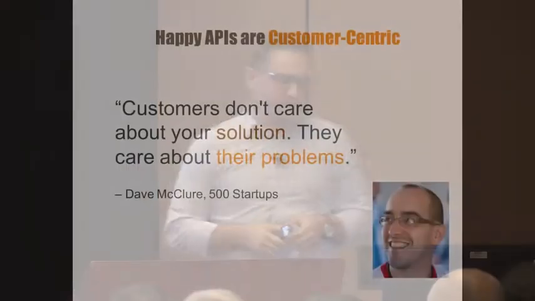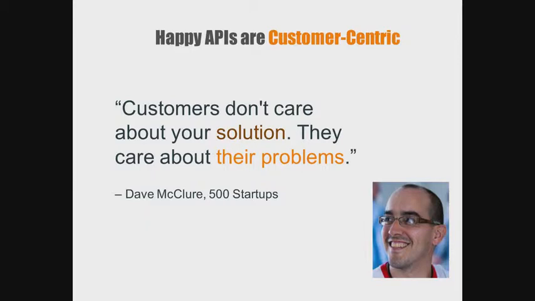One of my favorite quotes in product management comes from a guy called Dave McClure. He's a very famous serial entrepreneur, now turned venture capitalist. And Dave says that one of the main things to remember if you want to create a good product, not just APIs, but any product, is that customers don't care about your solution. They care about their problems.